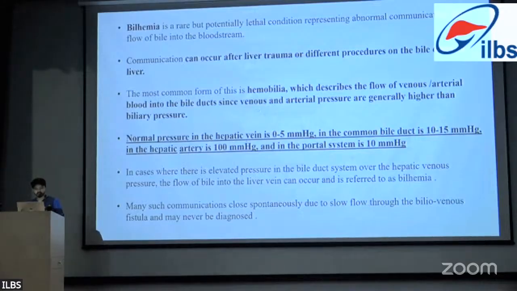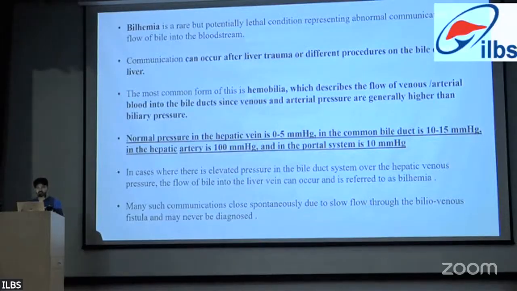Normal pressure in the hepatic vein is around 0 to 5 mm Hg, in the common bile duct it is 10 to 15 mm Hg, in the hepatic artery it is 100 mm Hg, and in the portal system it is 10 mm Hg. In cases where there is elevated pressure in the bile duct system over the hepatic venous pressure, the flow of bile into the liver vein can occur, and this condition is referred to as bilhemia.